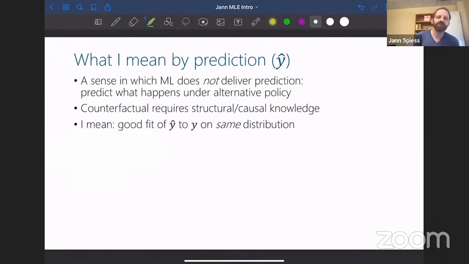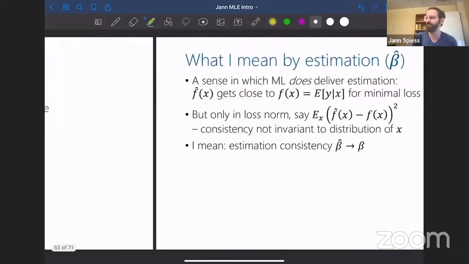Let me be clear what I mean by prediction here, because you could say, isn't it also a prediction to say what would happen if I changed something about the relationship? You sometimes could also call this a prediction. But to be clear, what I mean by prediction is a good fit of y to y on data from the same distribution, rather than some other distribution where I've made some modification. So achieving good prediction depends on the fact that I'm able to observe how well I'm doing, which means that the distribution stays the same as the distribution I've already seen.